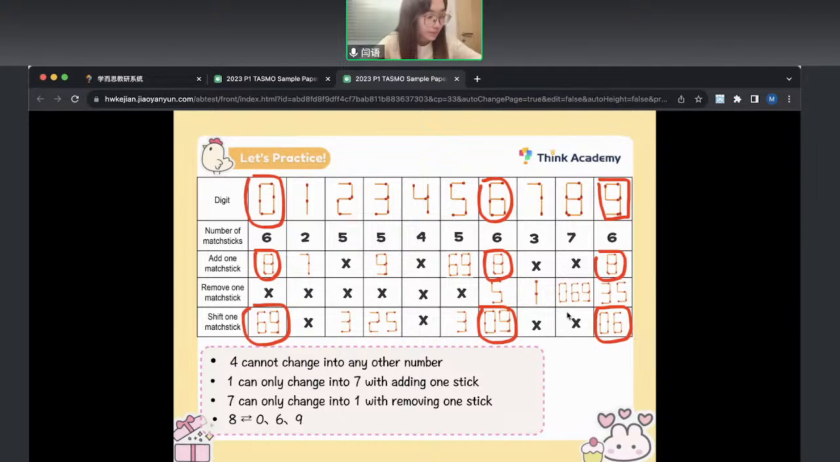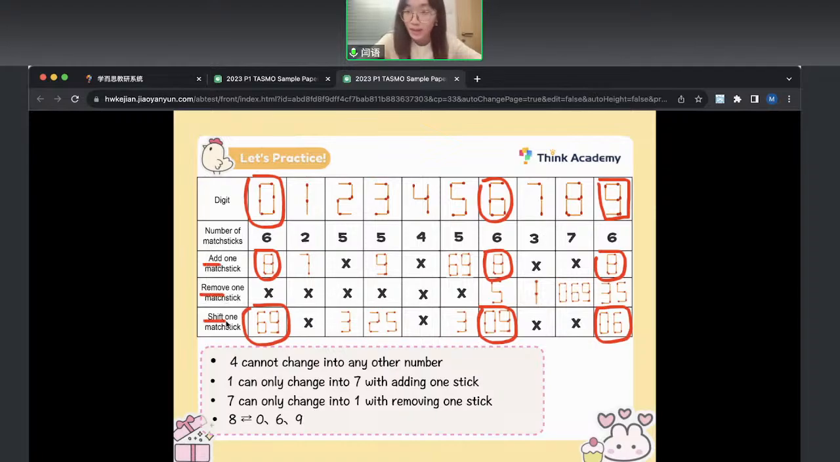Yeah. So here, everyone, you can take a screenshot of all the key points in the matchsticks problem. Usually during a competition, you will meet questions that ask you to add 1 more, 2 more, or 3 more matchsticks, or to remove something, or to shift some matchsticks. Okay, read the question carefully. Is it add, or remove, or shift?